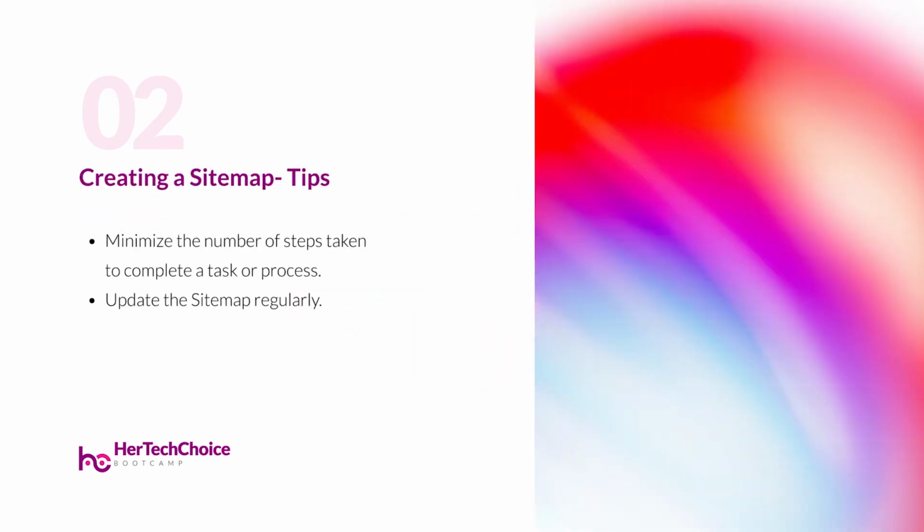Another tip is to minimize the steps taken to complete a task or process. This is very good for user experience. You reduce the number of clicks a user has to make before he completes his task, so that you'll be able to retain the user on your website or your app, not making a simple step go through a long process. Then another tip is you need to update your sitemaps regularly.